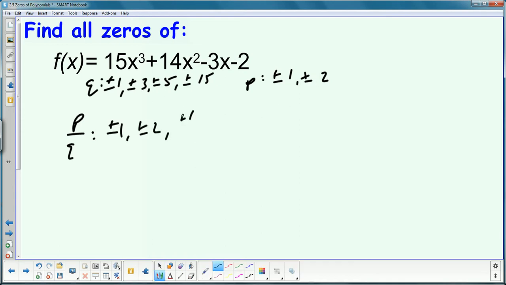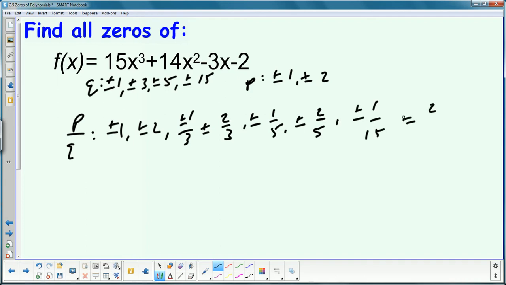So plus or minus 1/3, plus or minus 2/3, plus or minus 1/5, plus or minus 2/5, and then plus or minus 1/15, and plus or minus 2 over 15. Okay, so one of these, if there's a zero, exists.